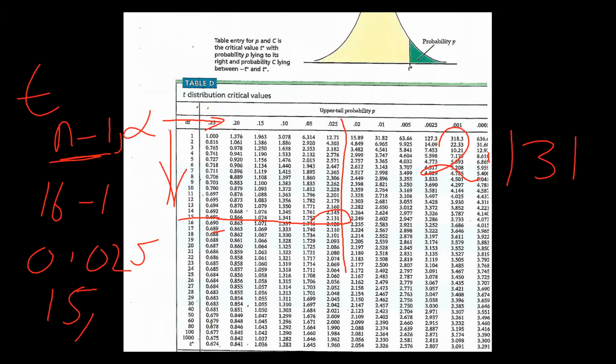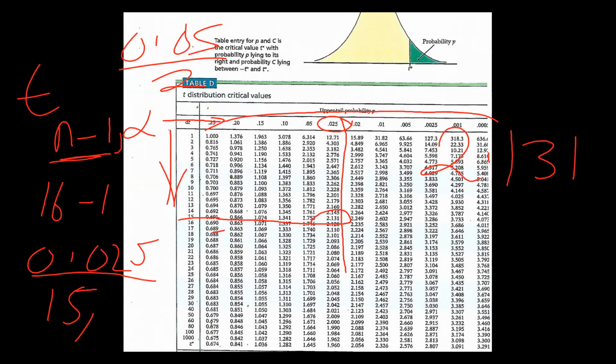Then alpha over 2: our alpha was 0.05. We divided that by 2, it gave us 0.025. So you check here on top where there's 0.025. We found it here, right? And 15 is here, the degree of freedom. Where the significance level of alpha intersects with the degree of freedom under concern is where you find that critical value. Did you get that? You have gotten that.